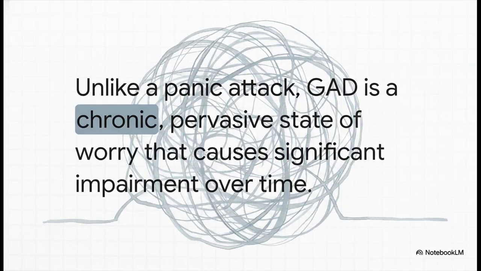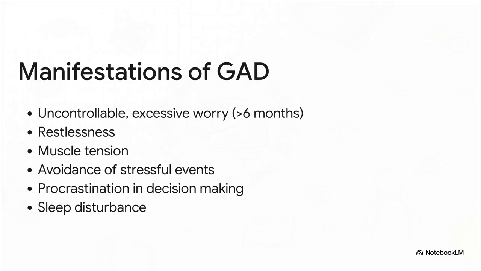Now let's switch from that sudden, intense storm of a panic attack to something different, the chronic, nagging worry that defines generalized anxiety disorder. Yeah, with GAD, the anxiety isn't a sudden explosion. It's more like a constant, low-level static in the background that just never, ever turns off. And it takes a physical toll. That constant muscle tension, the trouble sleeping, it's just plain exhausting. And over time, it can really wear a person down and make it hard to function.